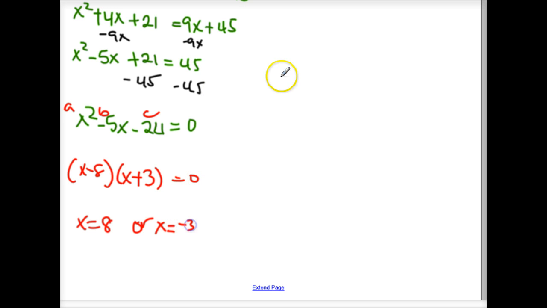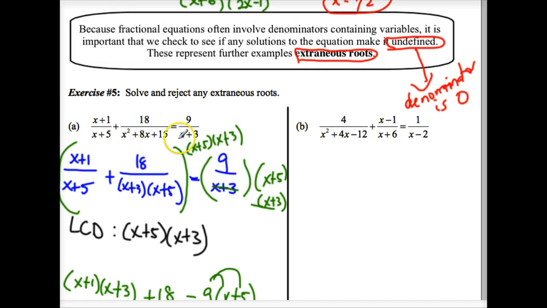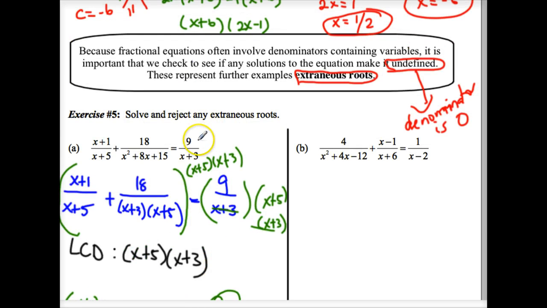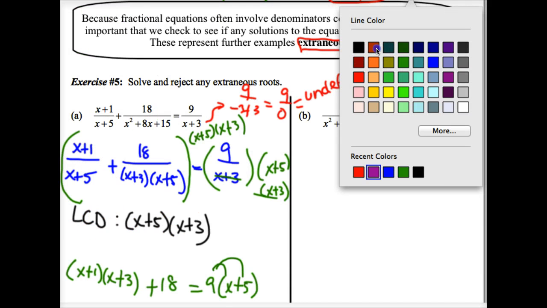So I want to say, it says reject any of these answers. Let's see. If I plug 8 into my original equation, I'll get an answer. My other answer said it's x equals negative 3. But look at this. If I was to plug this in, it will be 9 over negative 3 plus 3, which is 9 over 0, which is undefined. So we would have to reject this answer, and the only answer to this equation would be x equals 8.